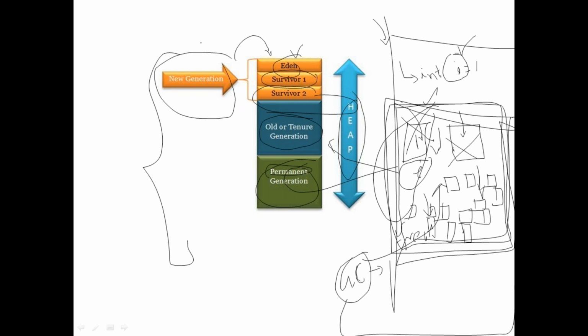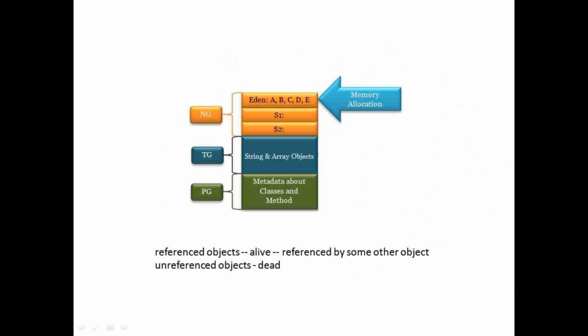If you can remember this, it is good. Young or new generation, old generation, and permanent generation. The new generation will be further divided into Eden, Survivor 1 and Survivor 2. It is extremely important you talk about all these generations in the interview. Think like this: new, old, permanent. These are generations, and in the young or new generation you have Eden, Survivor 1 and Survivor 2. So let's discuss why they have categorized it like this.